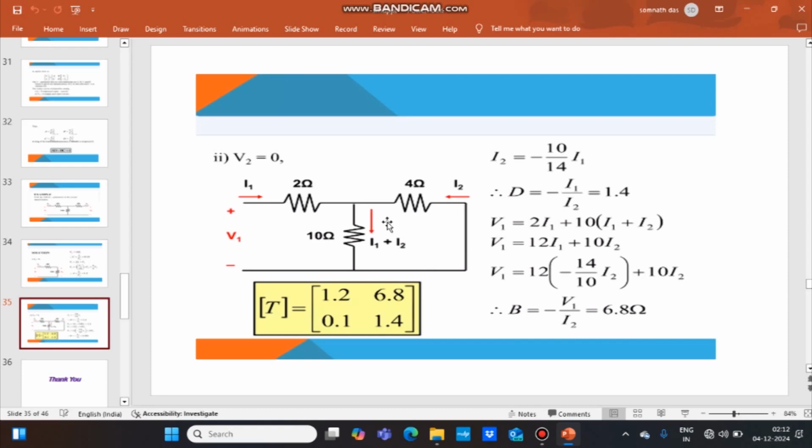From this network, we can write V1 equal to 2I1 plus 10 into I1 plus I2. V1 equal to 12I1 plus 10I2. V1 equal to 12 into, in place of I1, minus 14 by 10 I2. This we are getting from the above equation, I2 equal to minus 10 by 14 I1. So V1 equal to 12 into minus 14 by 10 I2 plus 10 I2. So B equal to minus V1 by I2, that is equal to 6.8 ohm.